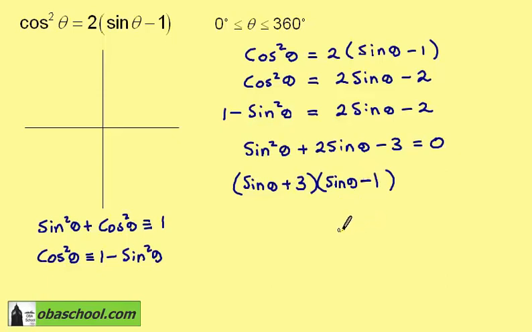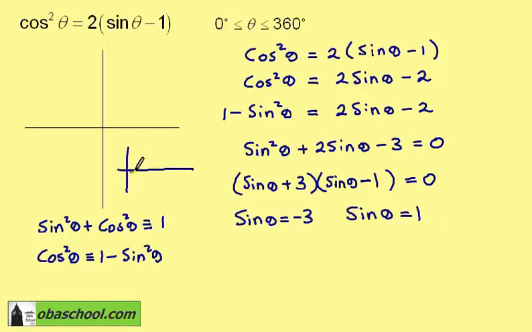If we look at the expansion, we'll get sin squared theta plus 3 sin theta minus sin theta gives us a 2, and then minus 3. This tells us that sin theta is equal to minus 3, and this one that sin theta is equal to 1.